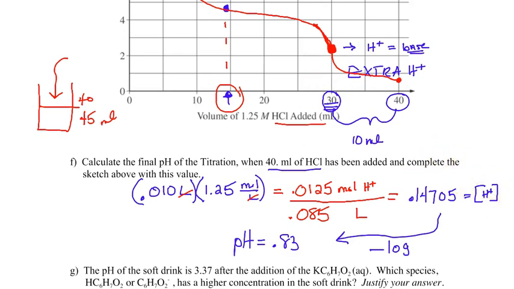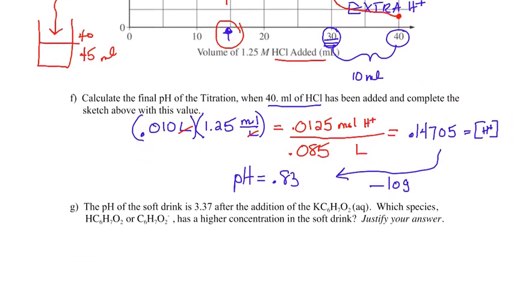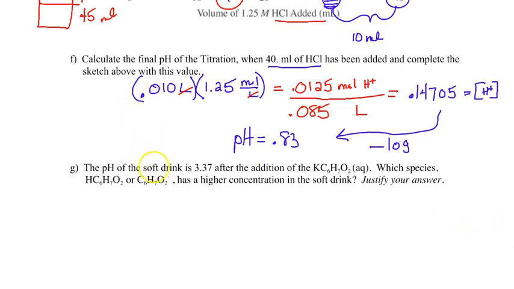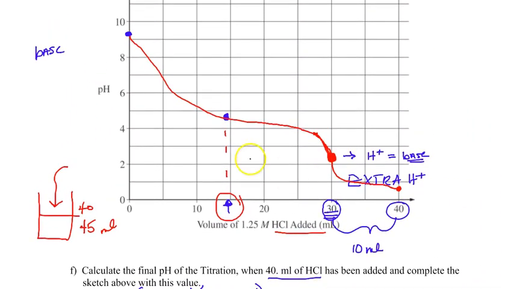Okay, last little piece. The pH of the soft drink, so this is actually not in a titration, is 3.37 after the addition of, I guess, exactly that amount of base. Which species, the conjugate acid or the conjugate base, has a higher concentration? Well, we know that this is 50% conjugate acid and 50% conjugate base, A negative. I'm just going to use that.